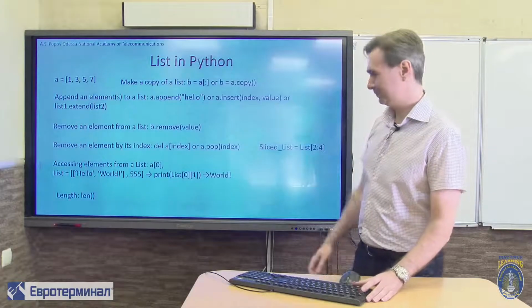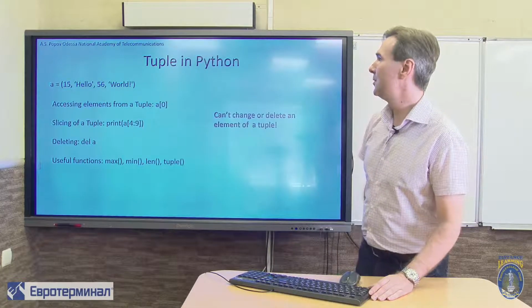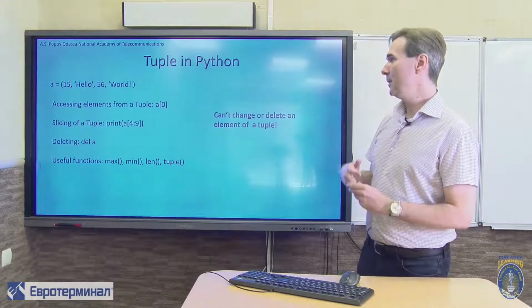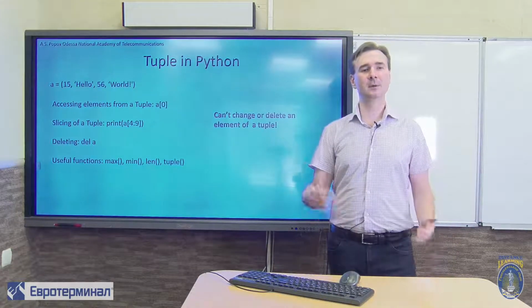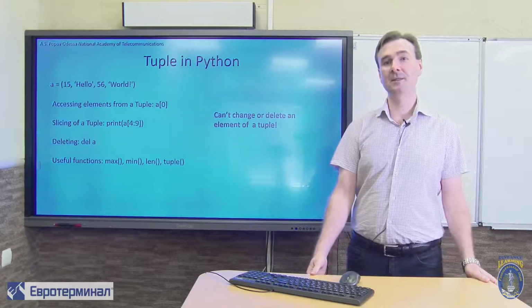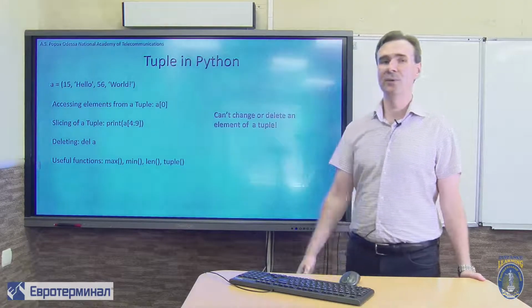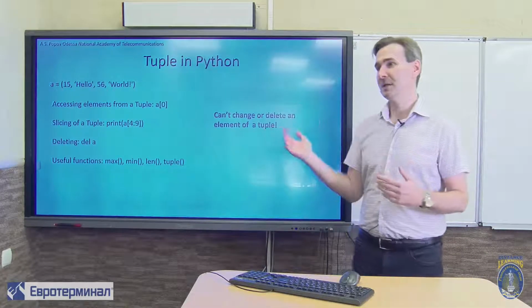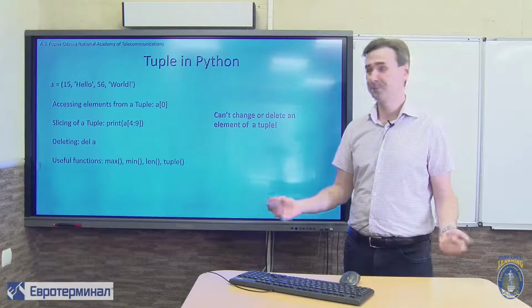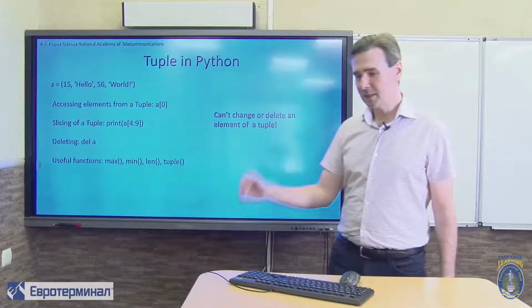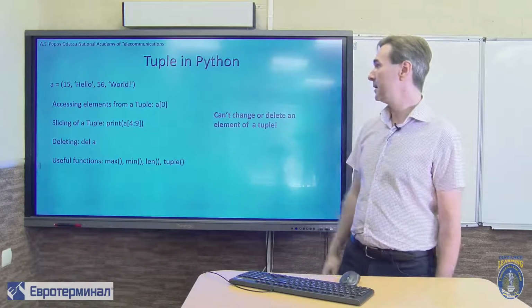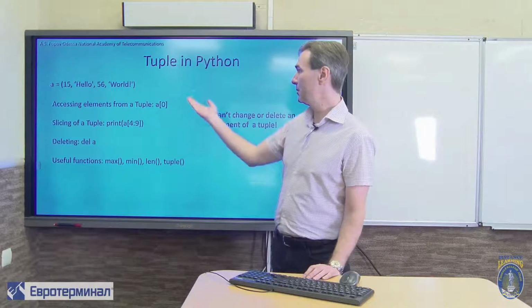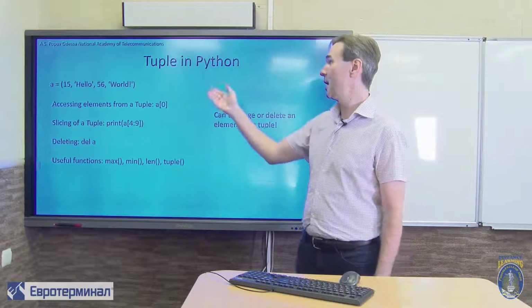All right, so let's get to our next object type, which is a tuple. Tuple basically is similar to the list, but the main difference is that tuple is immutable. And this means you can change the content of a list, but you cannot change the content of a tuple. Now, for the syntax for a tuple, you use usual parentheses.